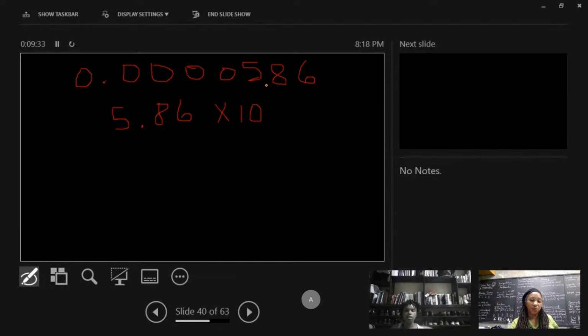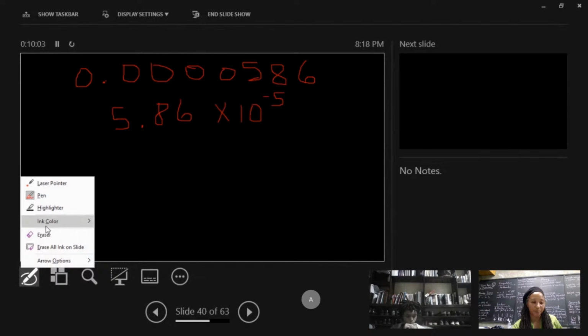So how many places would we have to move back now to the left to take it from here to there? So we'd have to go back 1, 2, 3, 4, 5. So that means it's 10 to the negative 5 because to get back to the original, we have to move to the left. So it's not 10 to the 5th, it's 10 to the negative 5th power.